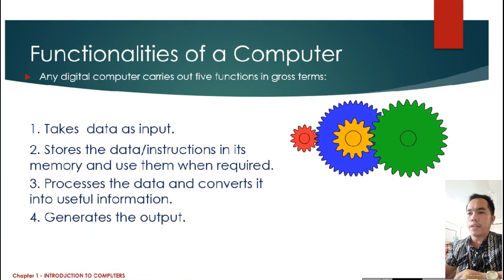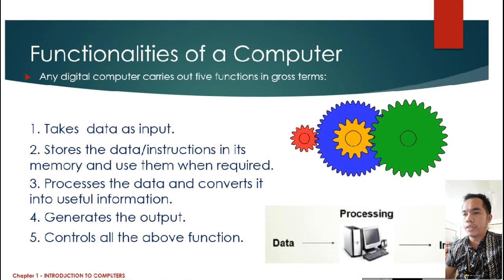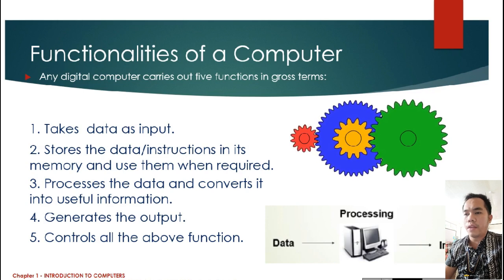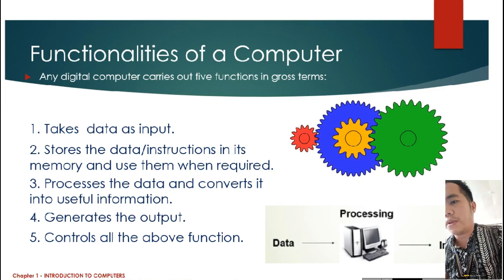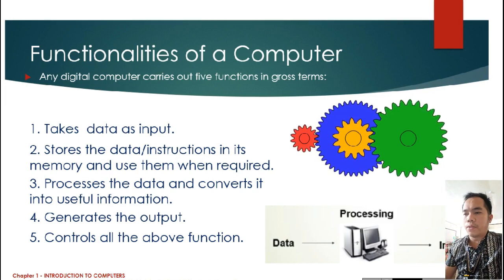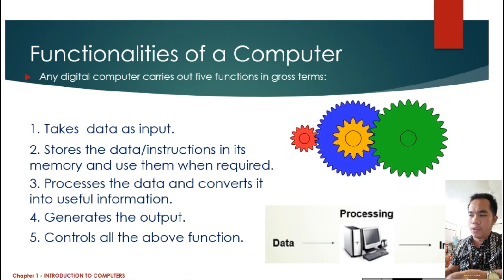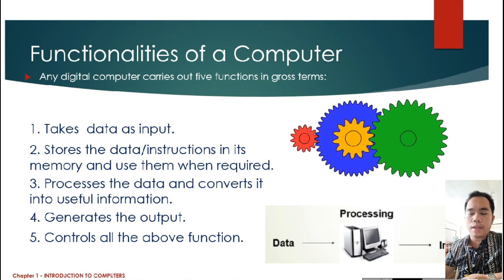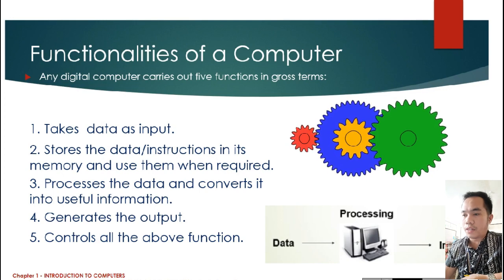Number one, takes data as input. Number two, stores data instruction in its memory and use them when required. And then number three, process the data and converts it into useful information. Number four, generates the output. Number five, controls all the above information to function. So as you can see, from number one, takes the data as input. Number two, stores. Number three, processes. Number four, generates the output.